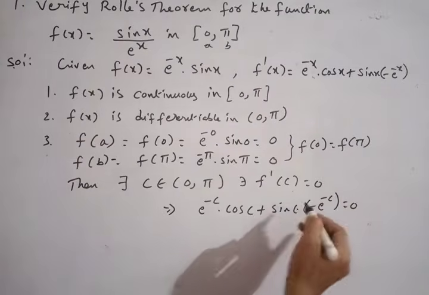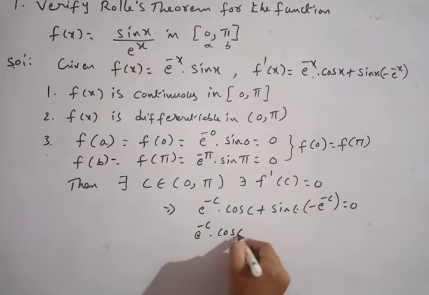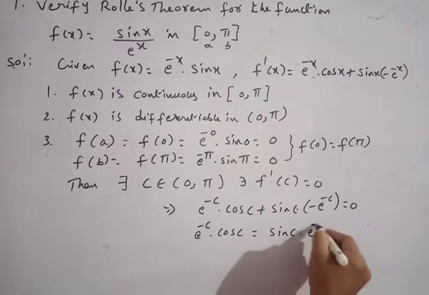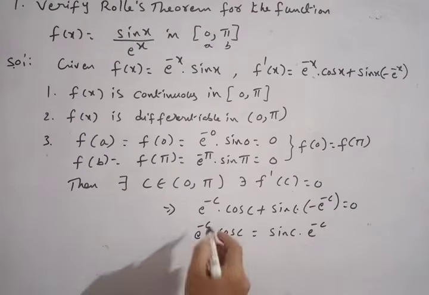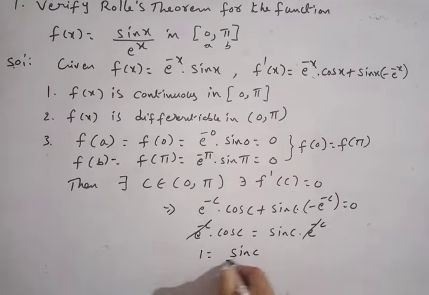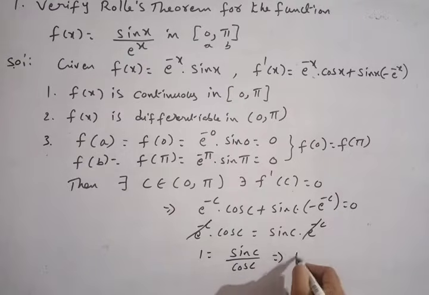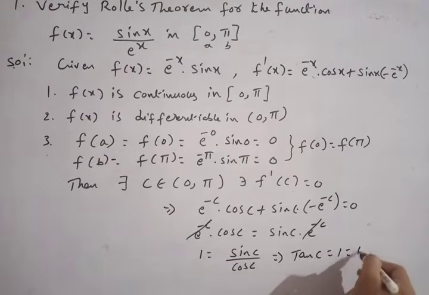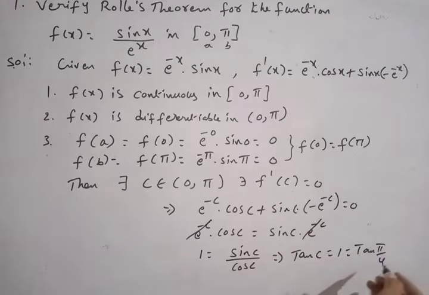Take this term to that side. What it becomes: e power minus c into cos c is equal to sin c into e power minus c; the minus goes to that side and becomes plus. E power minus c gets cancelled. Cross multiply: sin c by cos c. Sin c by cos c is how much? Tan c is equal to 1. When we take tan pi by 4, tan gets cancelled, so c is equal to pi by 4, which belongs to 0 comma pi. So pi by 4 will be there in 0 comma pi, no? Yes, so c belongs to 0 comma pi.